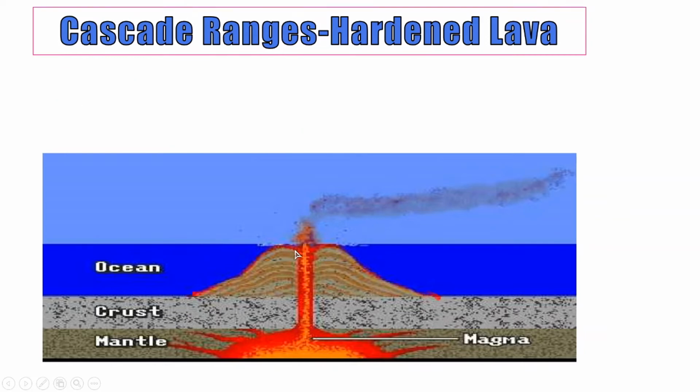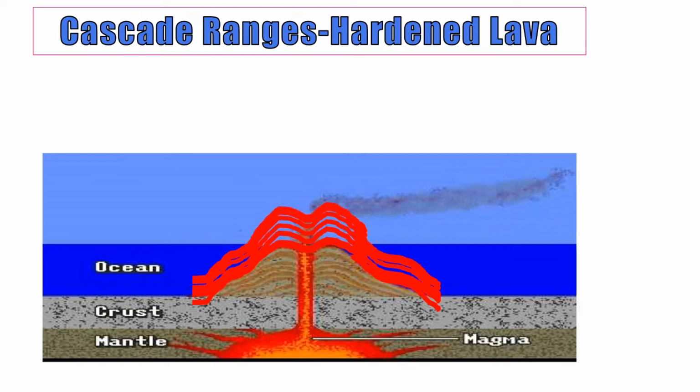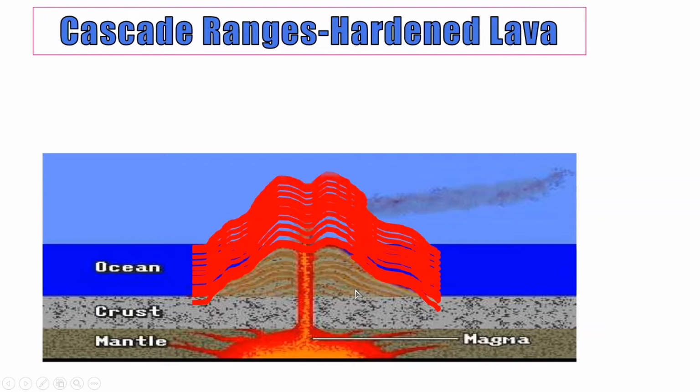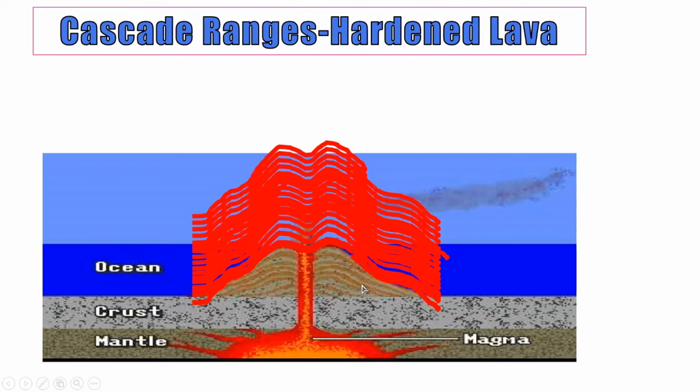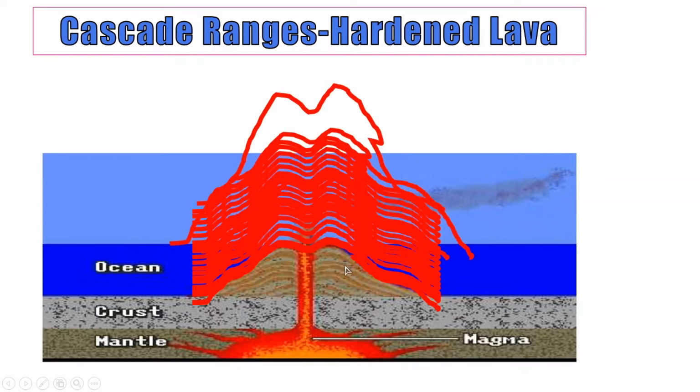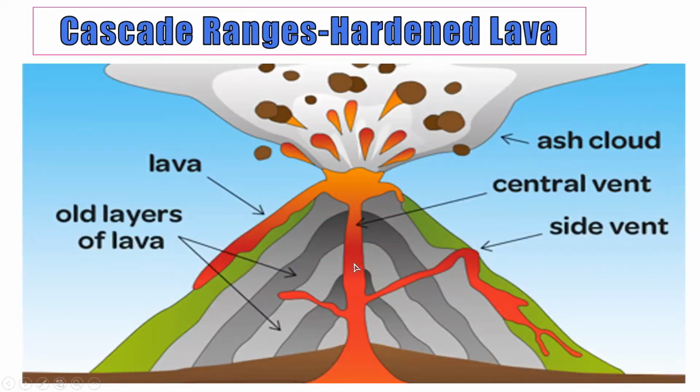So 5 years it will go up like this. Let's say another 5 years, it's going up. Another 5 years, another 5 years, another 10 years, let's say. So for many years, it's spewing out lava, and the mountain or the volcano keeps on growing and growing for many years. So after, let's say, hundreds of years, or thousands of years, or millions of years, the small volcano will become a very big volcano, and it will look like this.